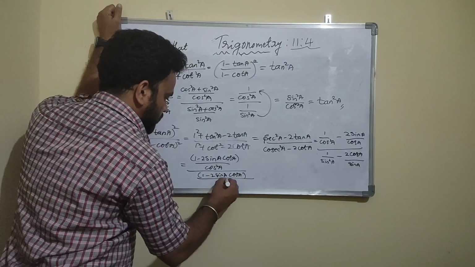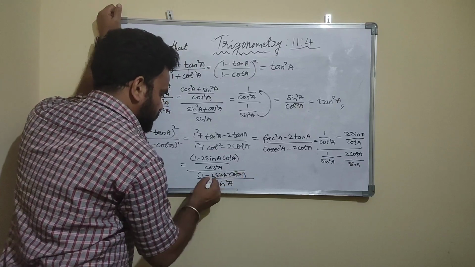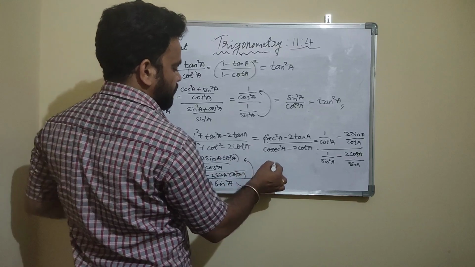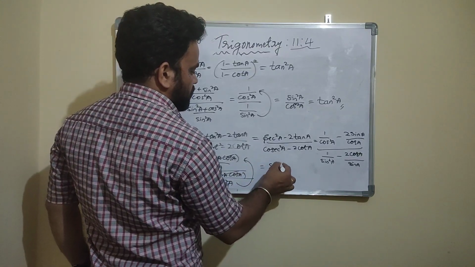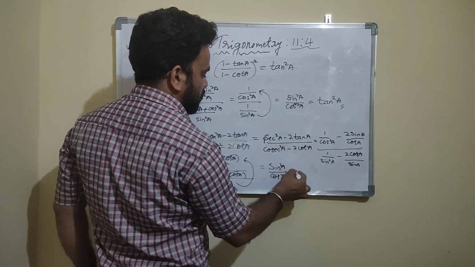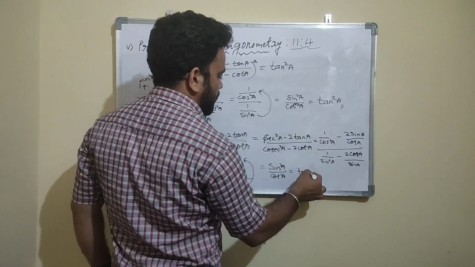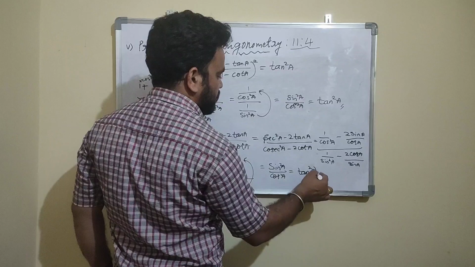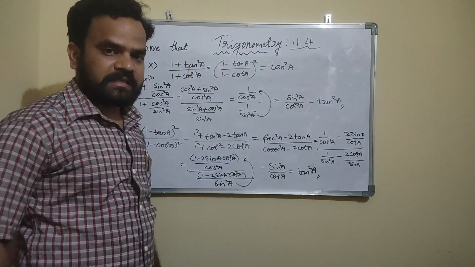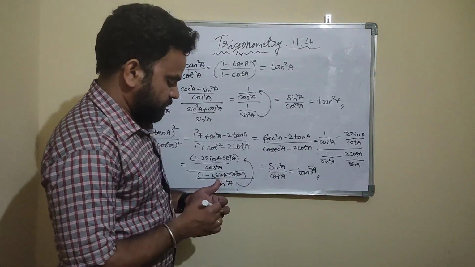Here 1 minus 2 sin a cos a and 1 minus 2 sin a cos a cancel, and the sin square will come up and it will become sin square a by cos square a. So what came? Tan square a. This also equals tan square a, we proved. Is that clear? So this is the 10th problem solution.